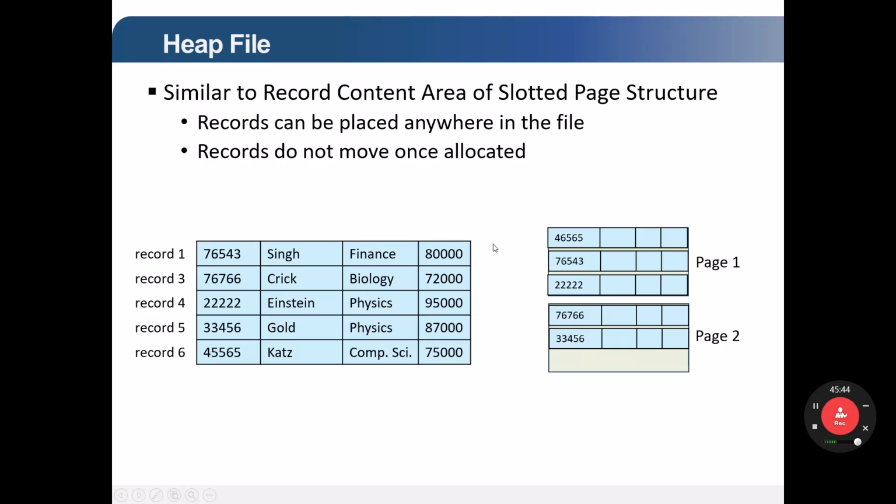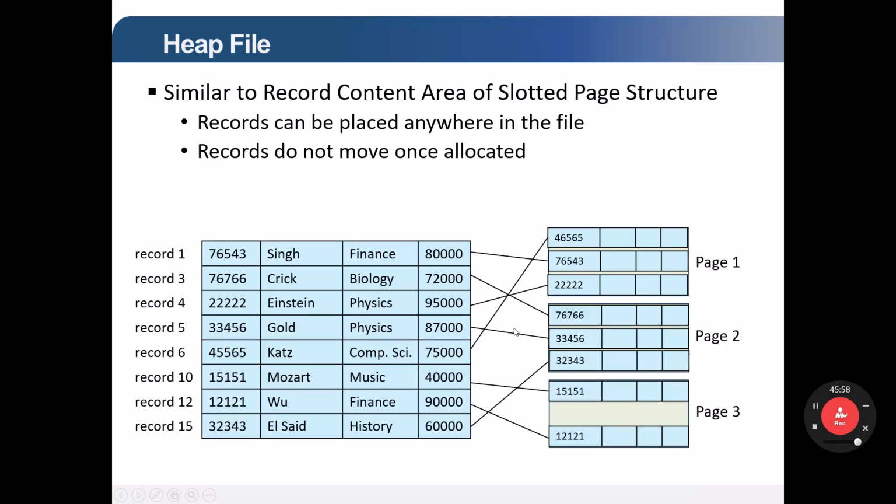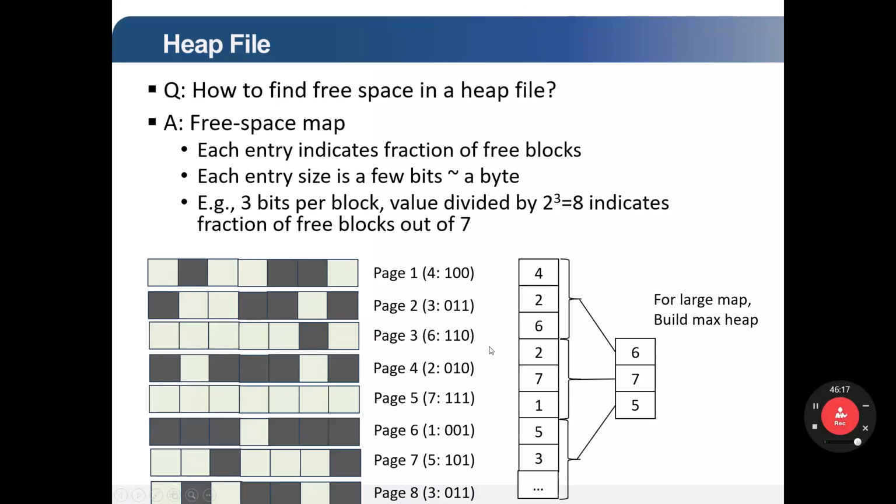So we don't care about ordering. These records are not stored in the insertion order, and these records are not sorted by their primary keys. They are just completely random. Even if we inserted these records in this order, they can be placed in a different order in a file. That is a heap file.